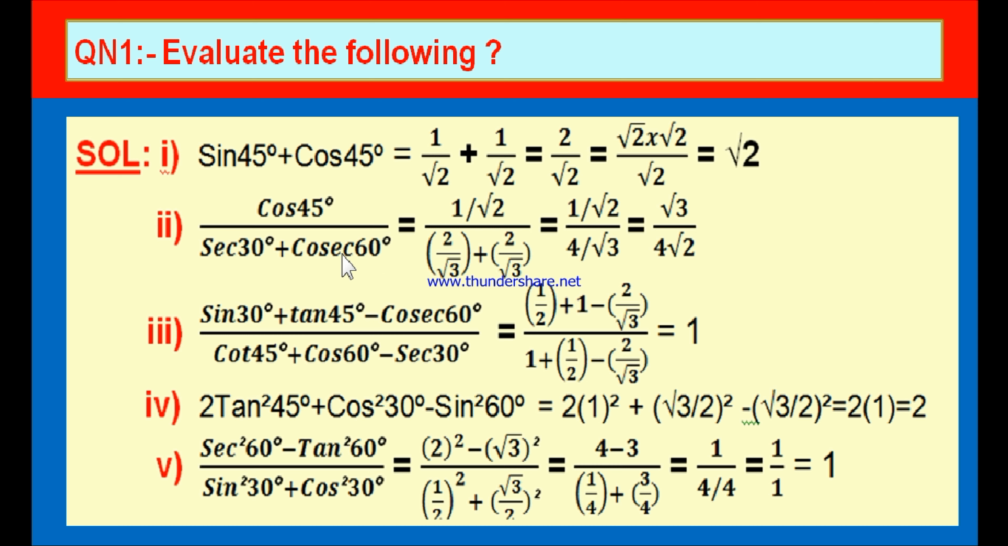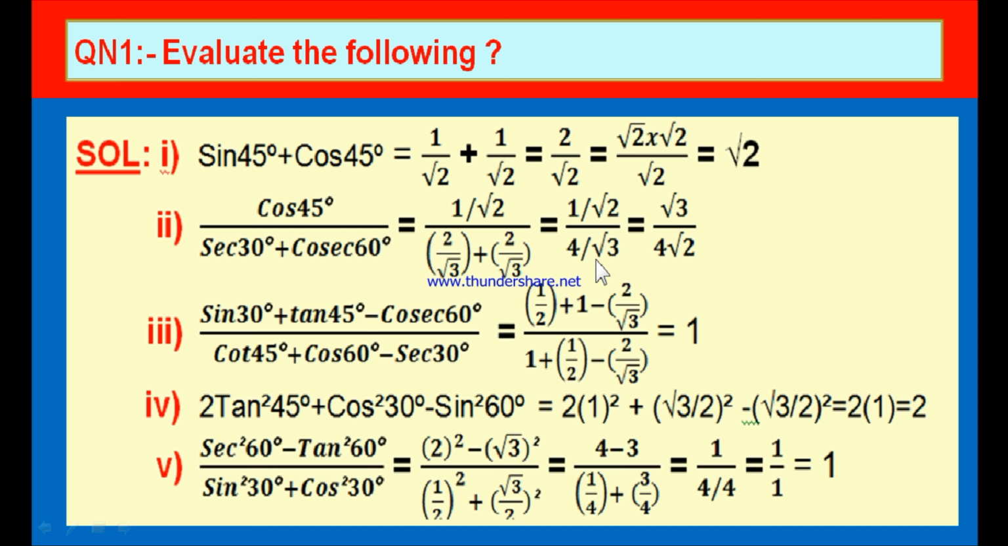Cosecant is the inverse trigonometrical ratio for sine. Therefore, we know that sine 60 degrees is root 3 by 2 and cosecant 60 degrees is 2 by root 3. Now look at the numerator. Numerator is 1 by root 2. You write 1 by root 2 as it is. Now the denominator, 2 by root 3 plus 2 by root 3. These two have the same denominator. Therefore, root 3 is the LCM. 2 plus 2 is 4 by root 3.